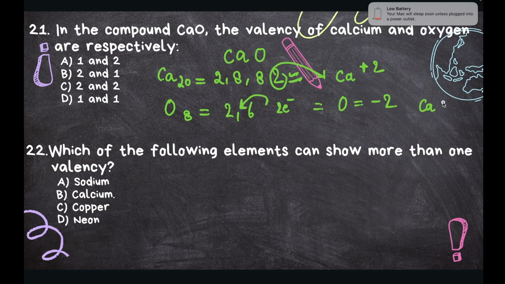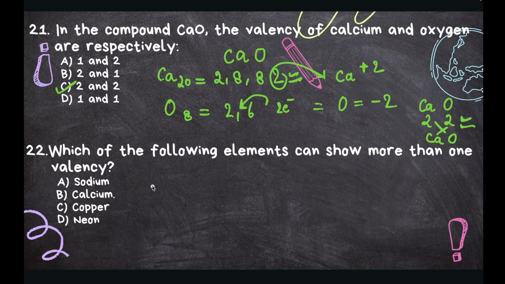Now we write the symbol of each element and the valency below it, and criss-cross the valencies to get the formula. Here we simplify the subscripts to get CaO. So the valency of calcium and oxygen is 2. The answer will be C. The valency of calcium is 2 and the valency of oxygen is also 2.